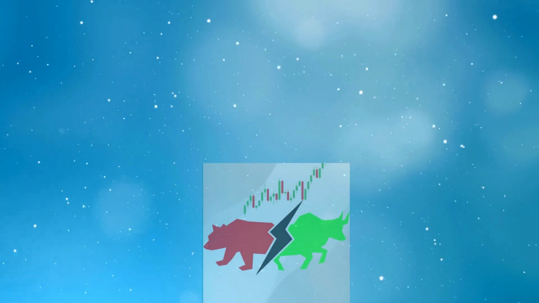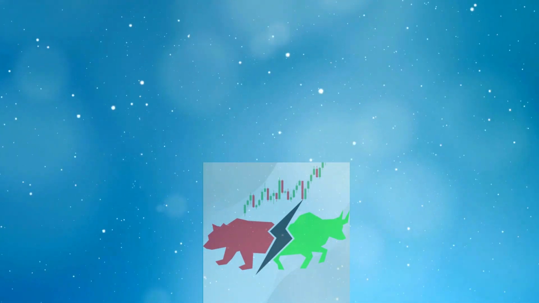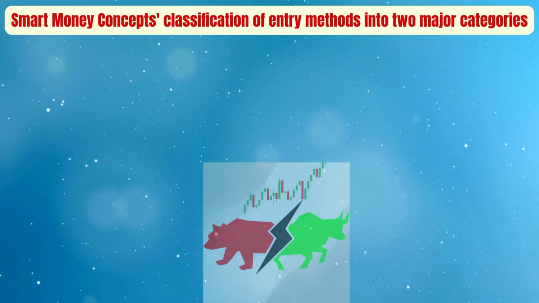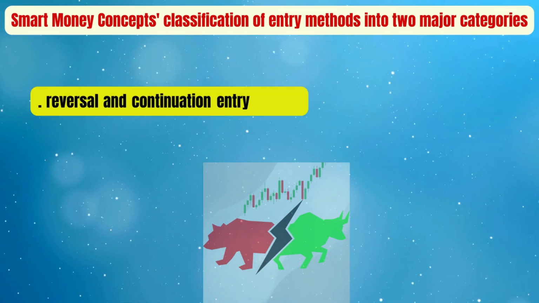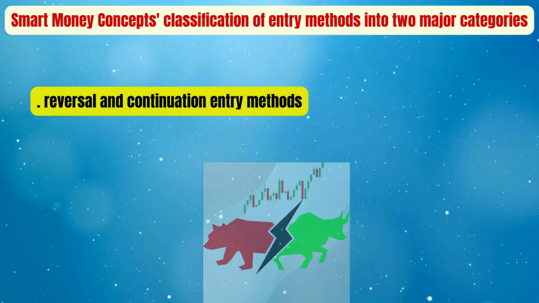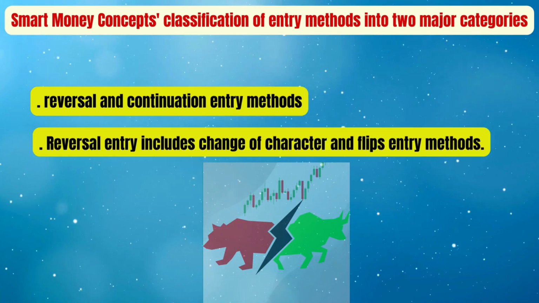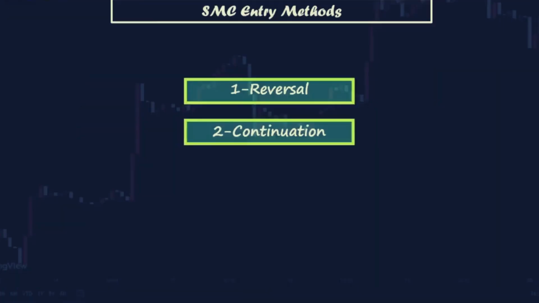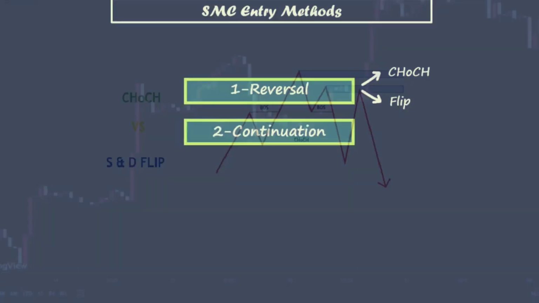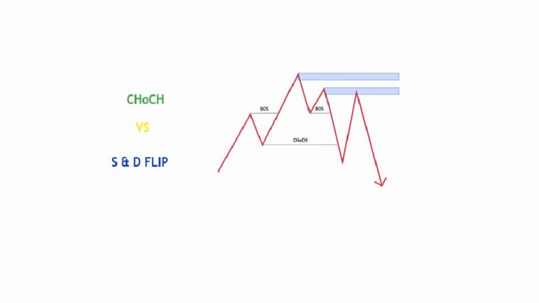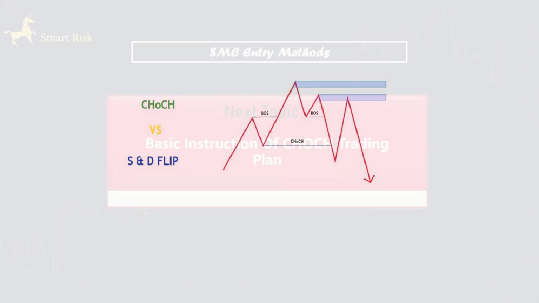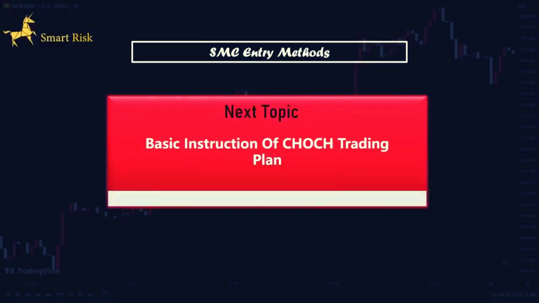Welcome back, traders. Let's start by discussing smart money concepts classification of entry methods into two major categories, reversal and continuation entry methods. Reversal entry includes change of character and flips entry methods. We've thoroughly covered all the criteria and rules needed to identify a valid change of character in the market in previous episodes. Now, let's put all that knowledge together and understand how to leverage these concepts to our advantage and establish a trading plan based on the change of character.